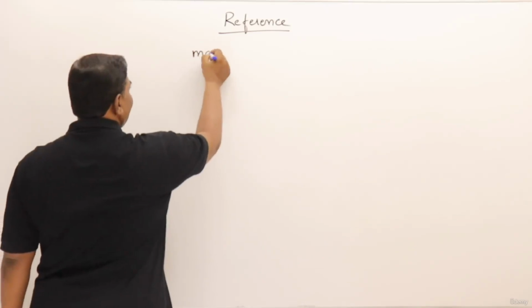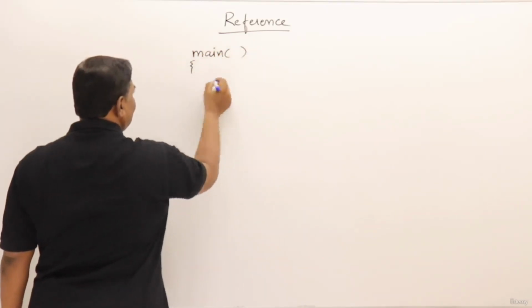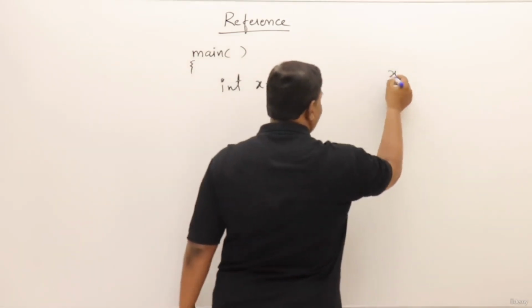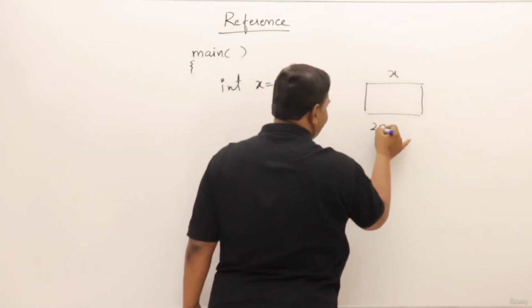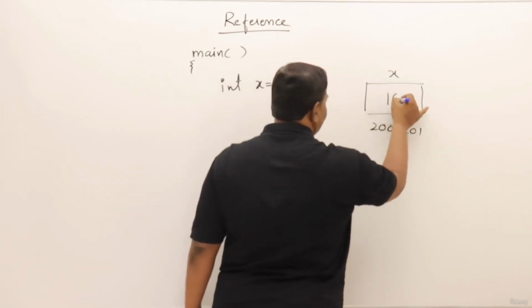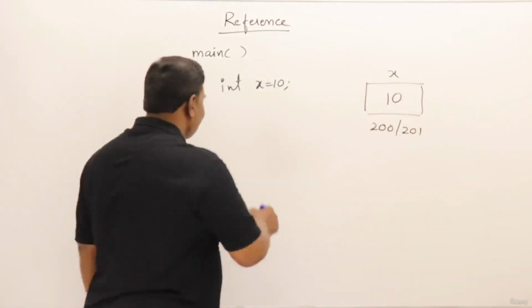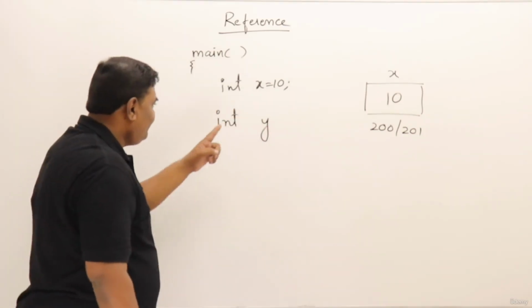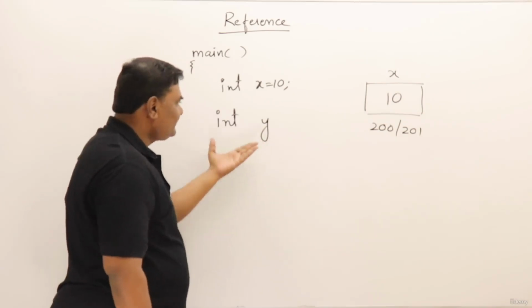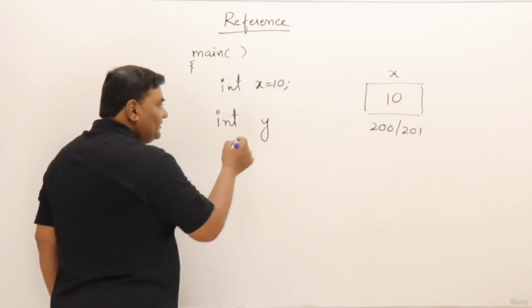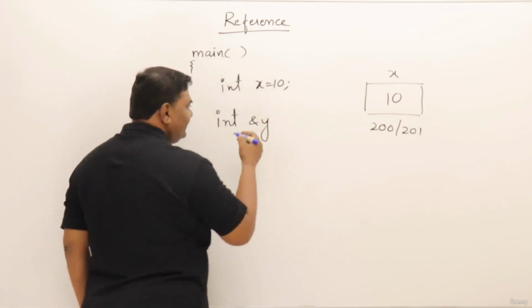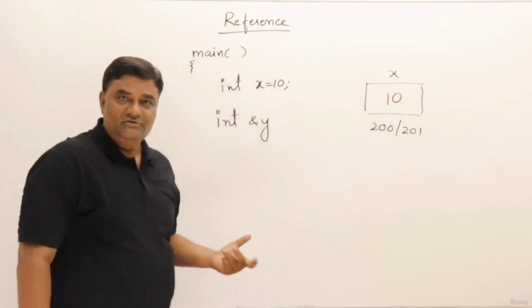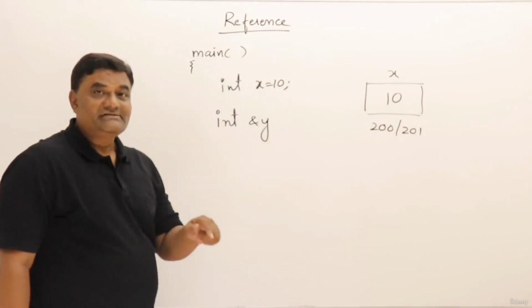See, in a main function, if I have a variable x and this is also having some value, and for this x some memory is allocated, let us say address is 200 and 201, so this is the value. Now let us see what is reference. If I am declaring one variable, that is y. If I write like this, it's a normal variable, so for y also some memory will be allocated. Now I will write ampersand here. This looks a little different. If I write star here, it's a pointer. Yes, we know that. But now ampersand, yes, this is a reference.